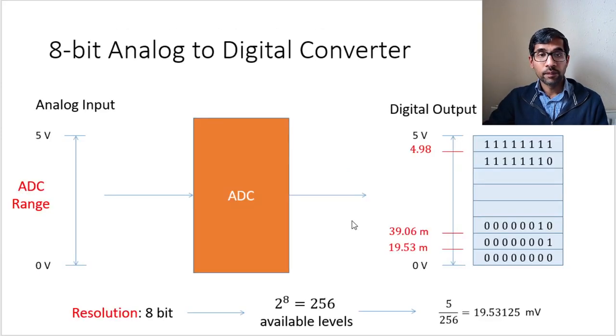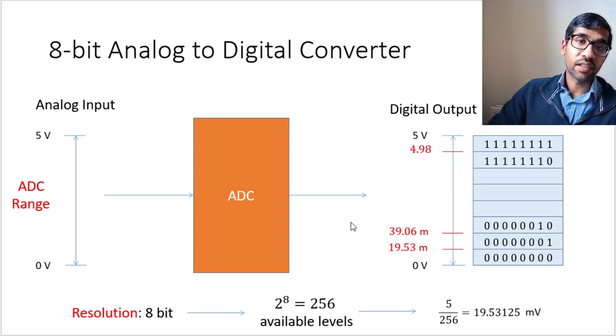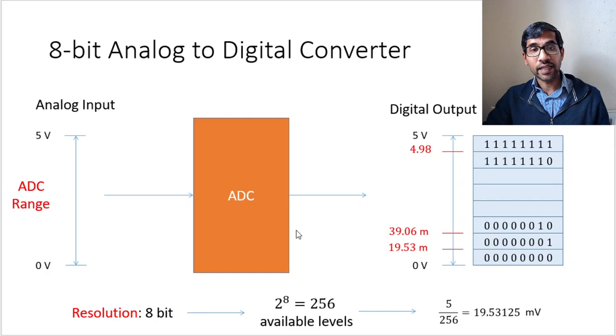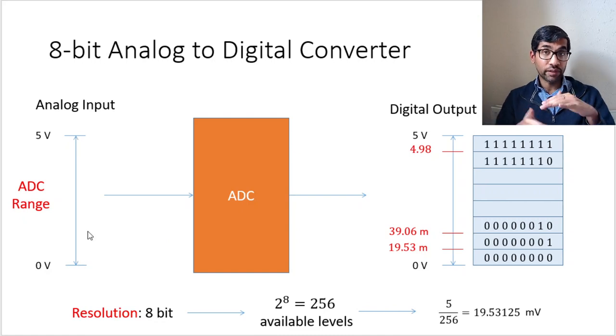Okay, so if we assume that we are going to use an 8-bit ADC with a range of 0 to 5 volts, you can see that we are going to have 256 levels because this is an 8-bit ADC, and these 5 volts are converted into 256 levels. So each level is going to be approximately 19 millivolts or 19.5 millivolts wide. Yeah, and that's what we see here in this diagram.